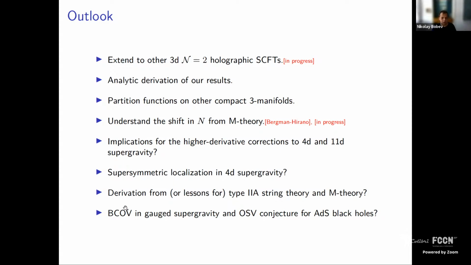Well, the final one is my dream. In asymptotically flat black holes, there is the OSV conjecture, which is a deep statement about the relation between black hole entropy and a topological string. The results here, a lot of them smell the same way, but I certainly don't have a concrete, deep statement analogous to BCOV or OSV. That's all I have to say. Thanks.